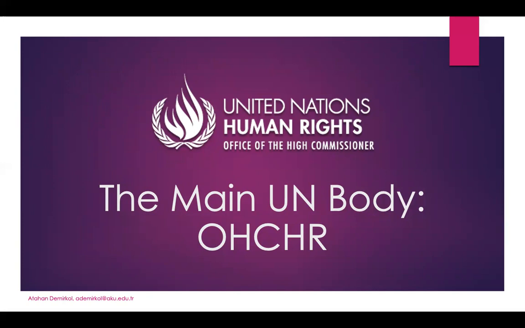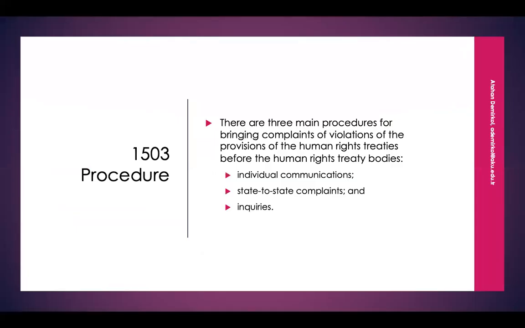As I said, the main United Nations body is the United Nations Office of the High Commissioner for Human Rights, OHCHR. In that United Nations mandate, there is a procedure. It's called 1503. The 1503 procedure is for the complaints about violations of the human rights treaties or human rights concepts. So there are three main ways to make a complaint about human rights violations or human rights treaty violations. The first one is individual communications. The second one is state-to-state complaints, and the third one is creating inquiries. That's an important procedure for protection of international human rights during normal times, or violation of international human rights treaties.